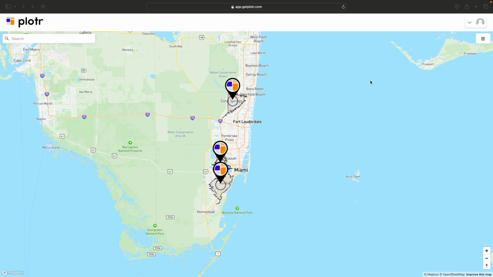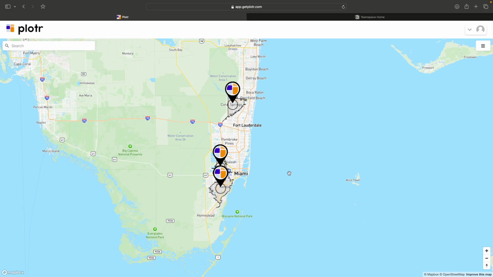Number one, what are the best markets for us to expand into? Number two, within each market, where are the best opportunities? And number three, what does market saturation or market capacity look like for us? So the question arises, how can Plotr help the customer deliver an answer to all of those questions?